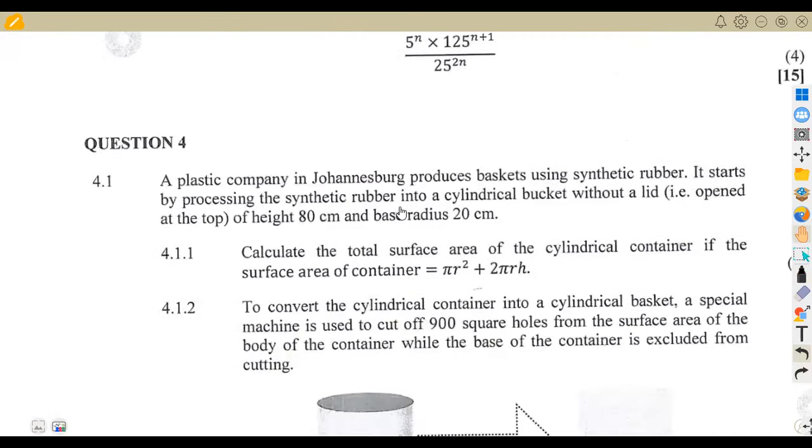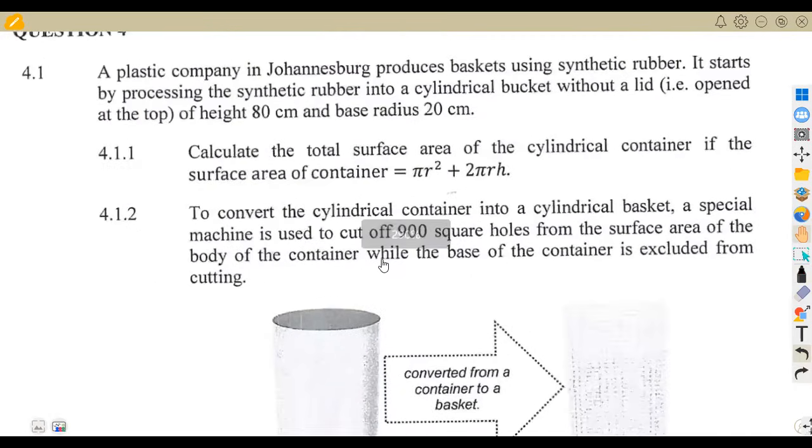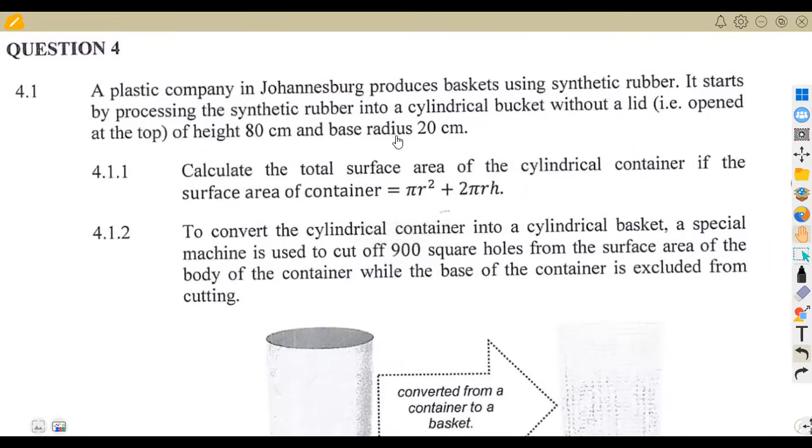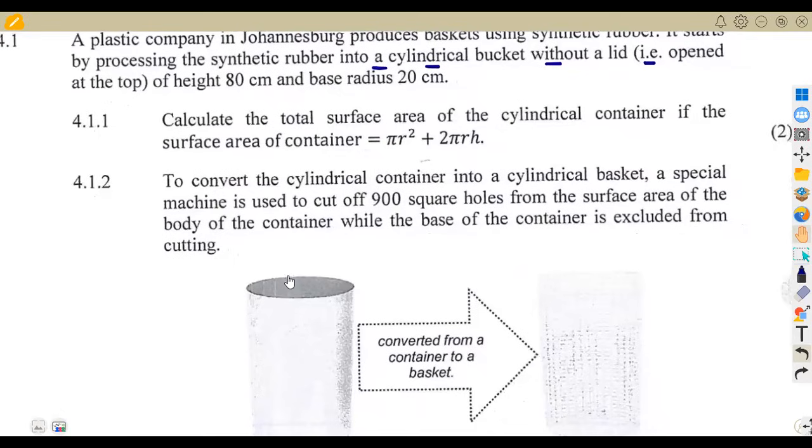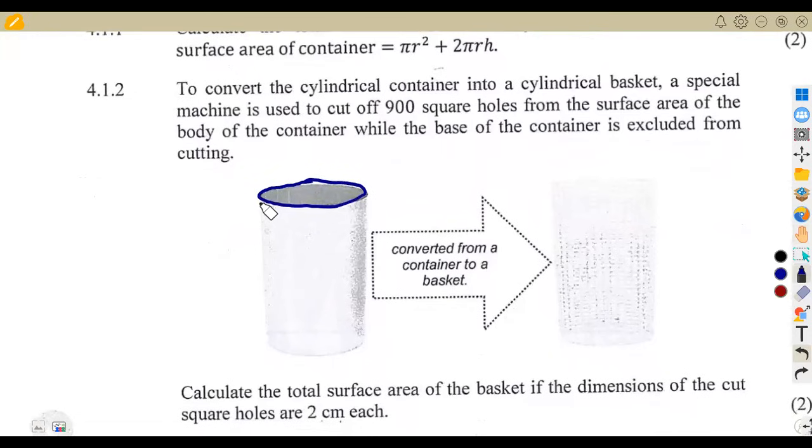All right, then question number 4. We are now given that a plastic company in Johannesburg produces baskets using synthetic rubber. It starts by processing the synthetic rubber into a cylindrical bucket without a lid, that is open at the top. So this is what we have: a cylinder that is open on top, having the height and so on.